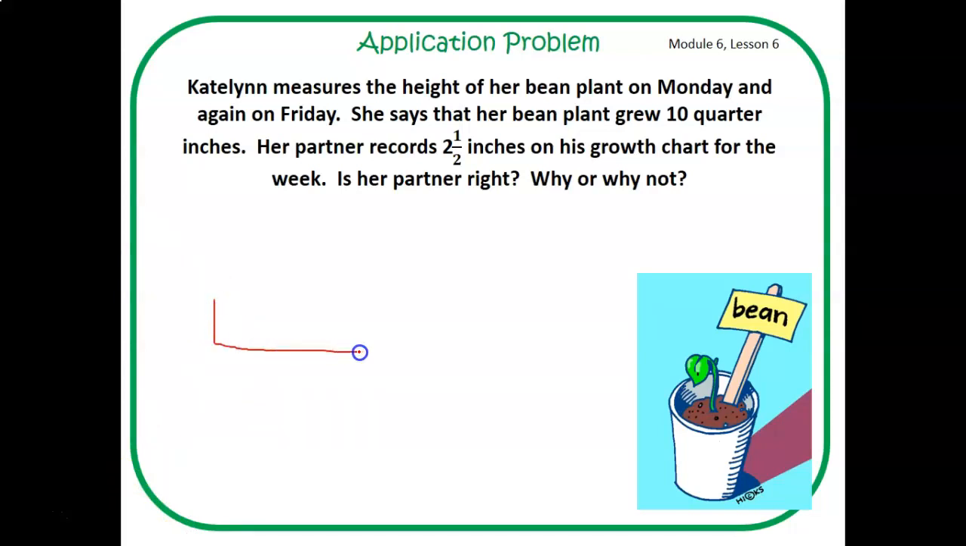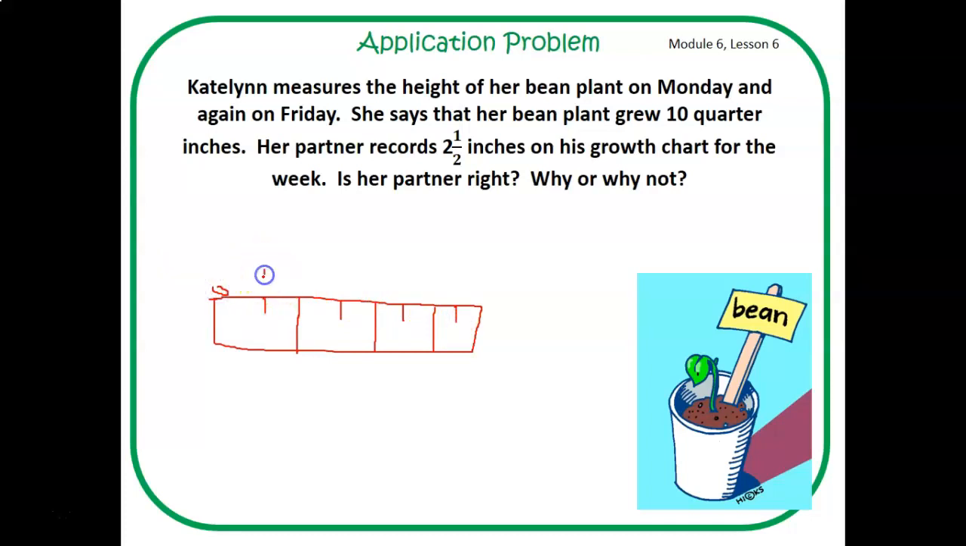Okay, sounds like the first thing we need to do is make a ruler like we've been doing. She says 2.5. So let's make 4 just to make sure we've got enough. So there's a half, there's a half, there's a half, and there's a half. So we have 0.